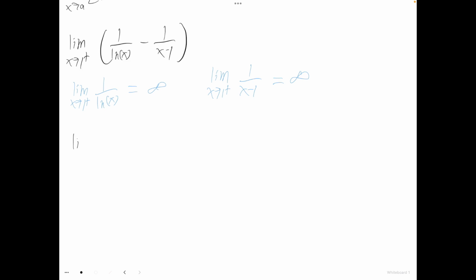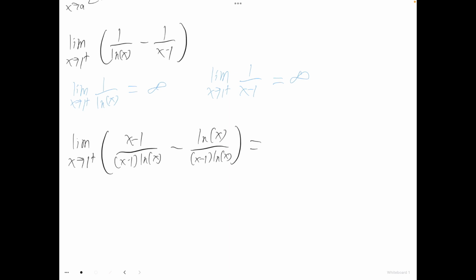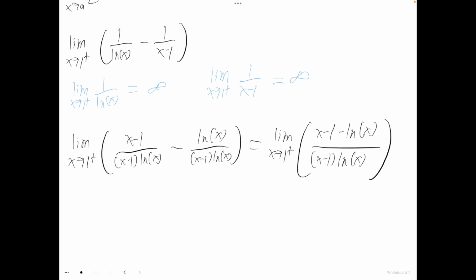And so rewriting this with a common denominator, we're just going to cross multiply. So we're going to multiply the first expression by x minus 1 on the top and the bottom, and the second expression by ln of x on the top and the bottom. So doing this, we can combine things. So we have the limit as x goes to 1 from the right of x minus 1 minus ln of x divided by x minus 1 times ln of x. Okay, and so that is now our new expression.